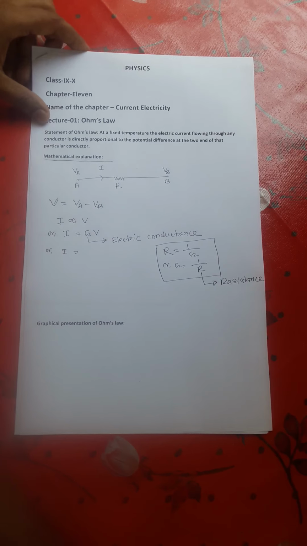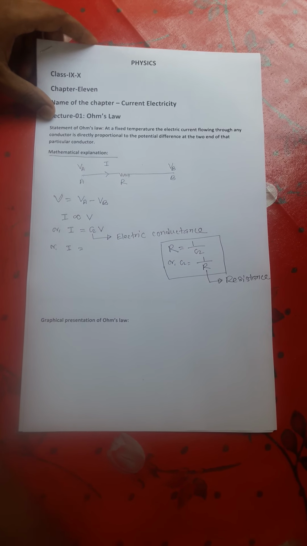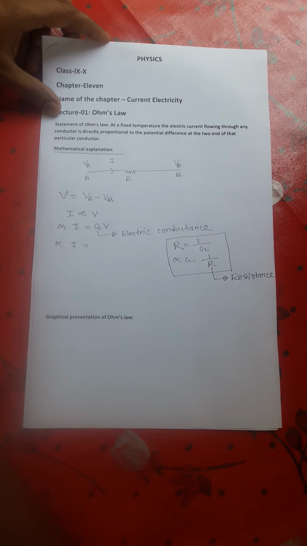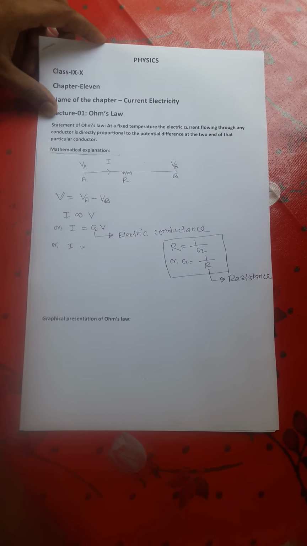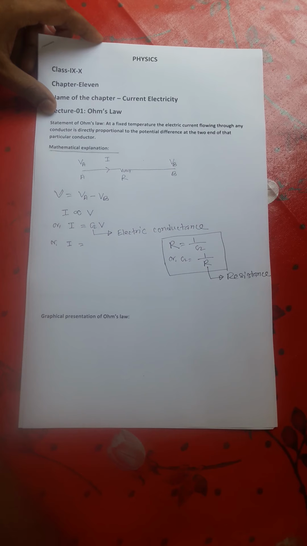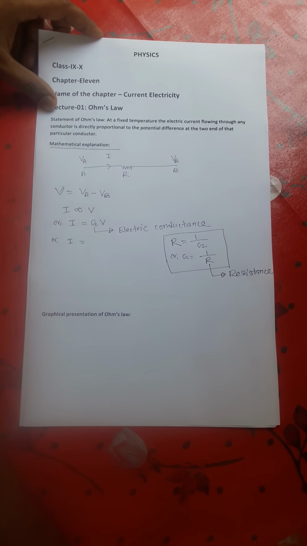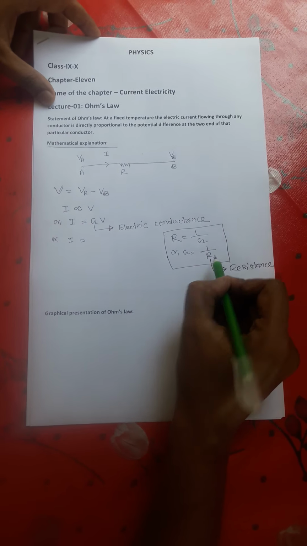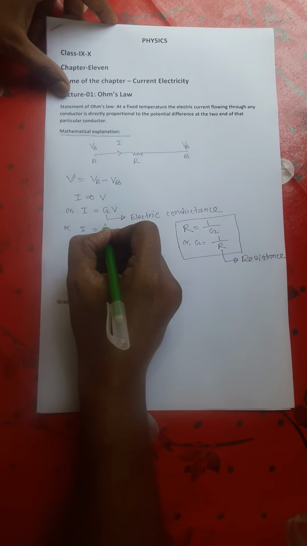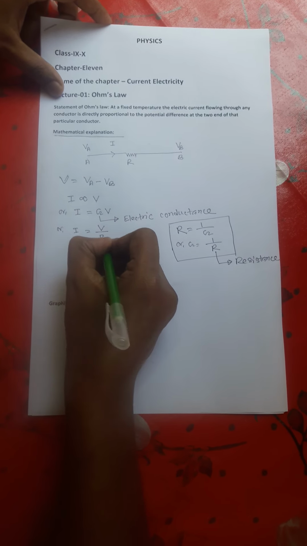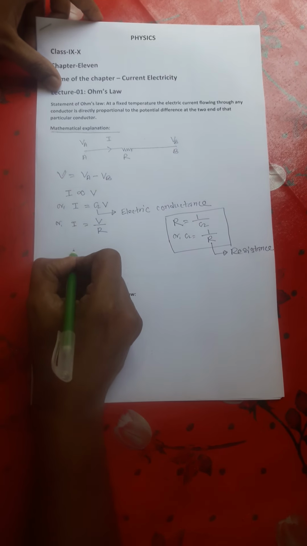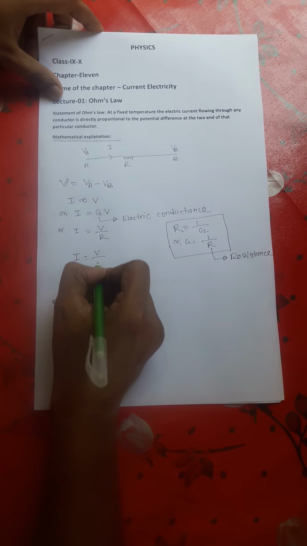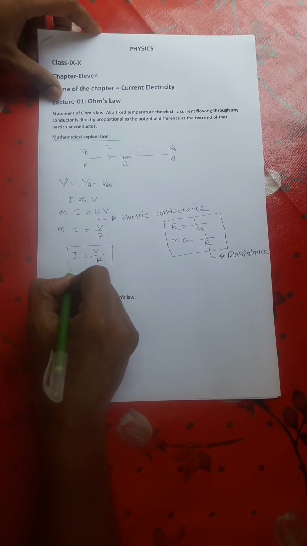Now what is resistance? Resistance is the electric property of any medium which creates obstacles when electricity passes through any electric device or any kind of medium. Applying this resistance in Ohm's law, I will be equal to V divided by R. I equals V divided by R is the mathematical explanation of Ohm's law.